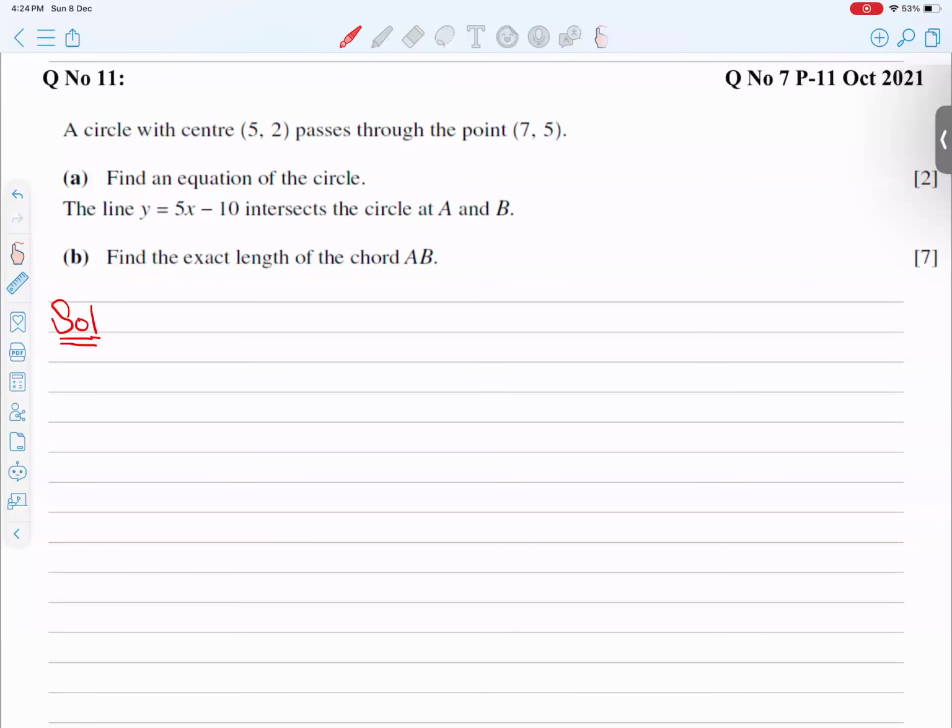Bismillah ar-Rahman ar-Rahim. This is October 2021, 11 variant, question number 7. And what a question we have: a circle with center (5, 2) and passes through (7, 5).